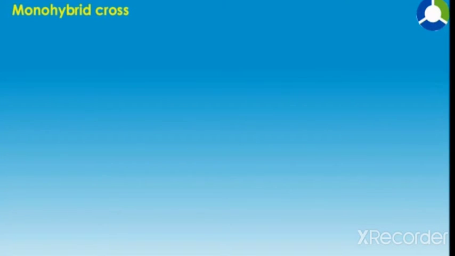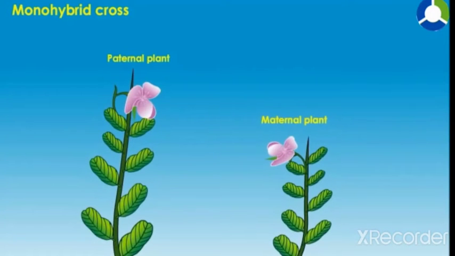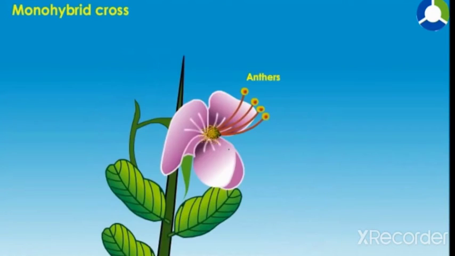Today we will discuss the monohybrid cross. So Mendel's monohybrid cross experiment is as follows. Tall pea plants and dwarf pea plants were selected for this experiment by Mendel. Of these two, one is the maternal plant and the other is the paternal plant. So both plants were taken by Mendel for his experiment.